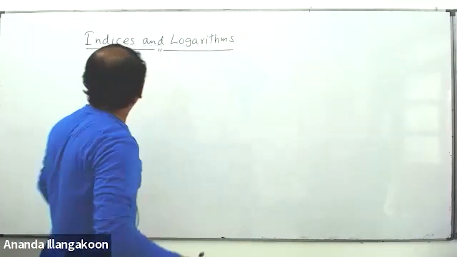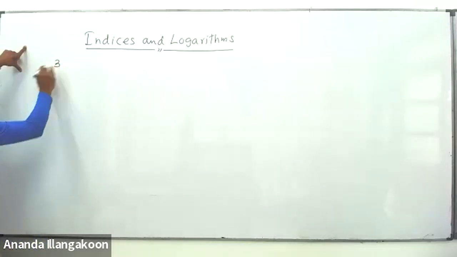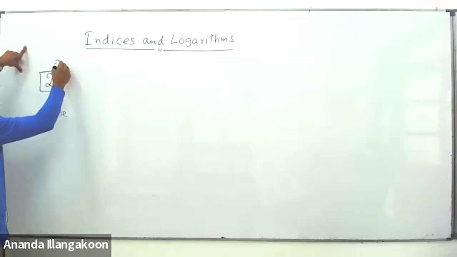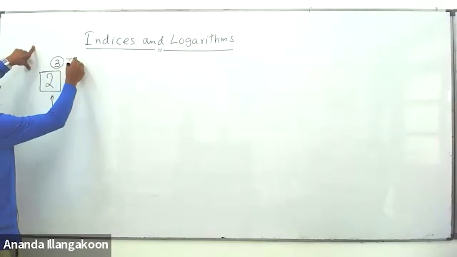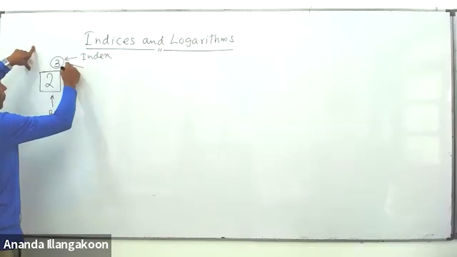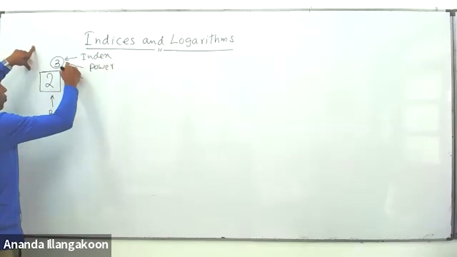When we write 2 here and 3 here, this 2 is called the base, and this 3 is called the index. Or sometimes, people, this is called the power, and sometimes it's called the exponent.